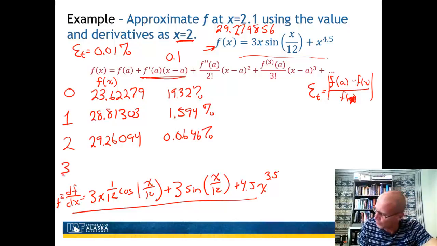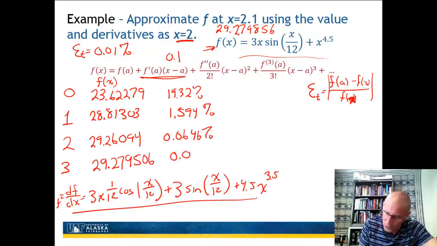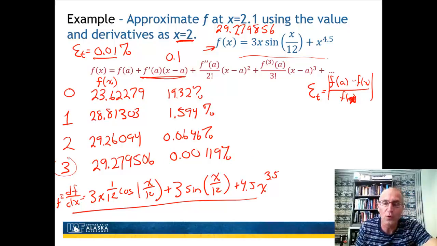So let's do our third order approximation. That's going to give me 29.279506. And that gives me an error of 0.00119%. So now I've got my stopping criterion. I've got less than that error by including the third order Taylor series approximation, 29.279. Pretty darn close. Okay. So that's how I go ahead and do this.